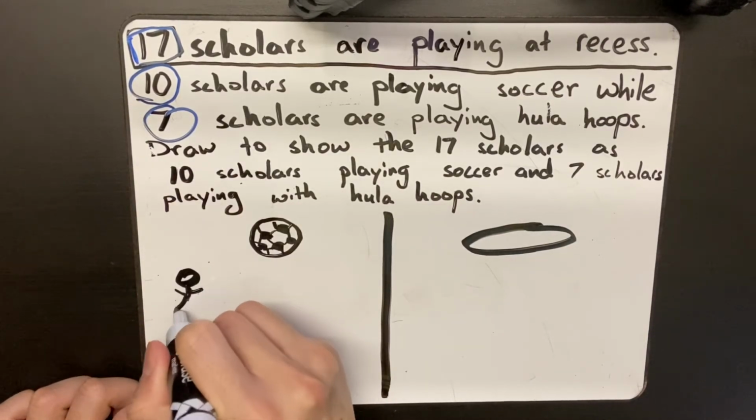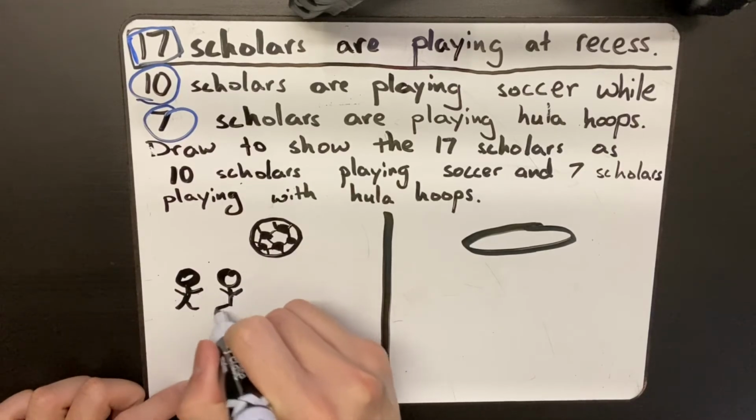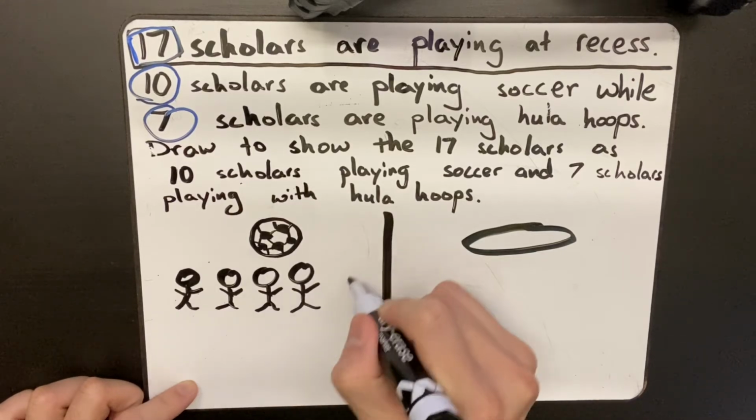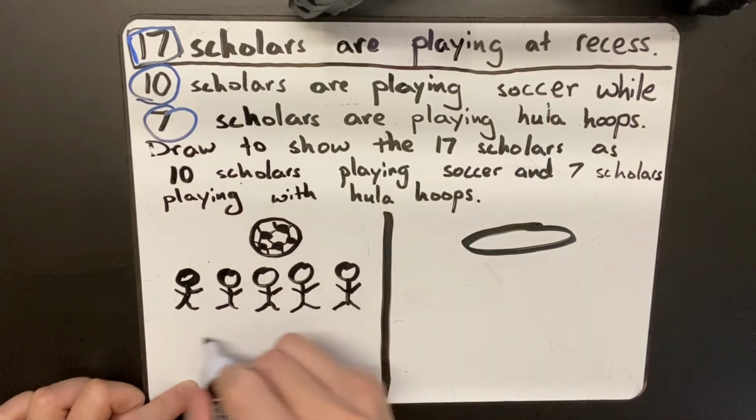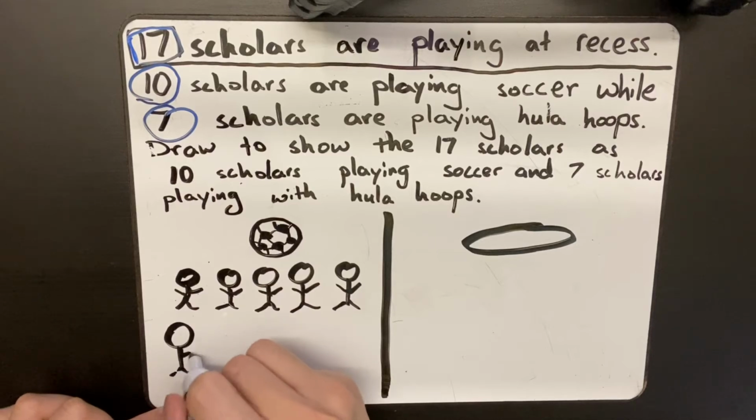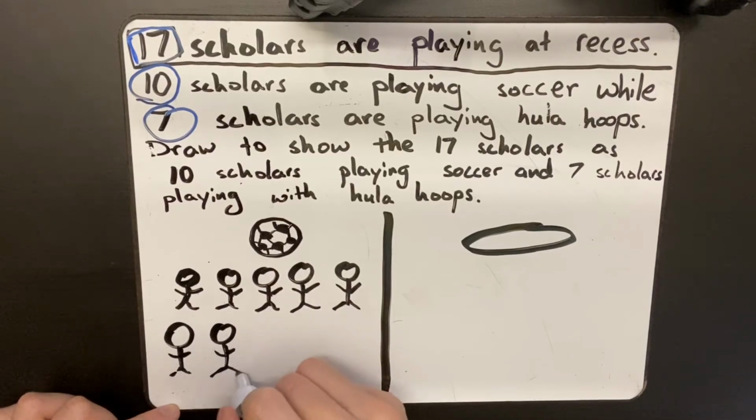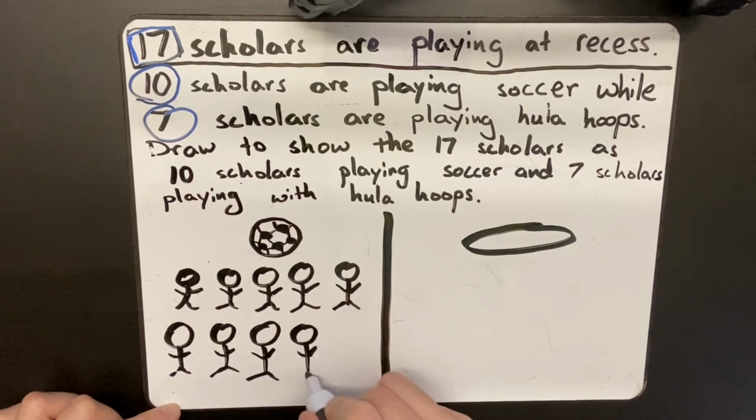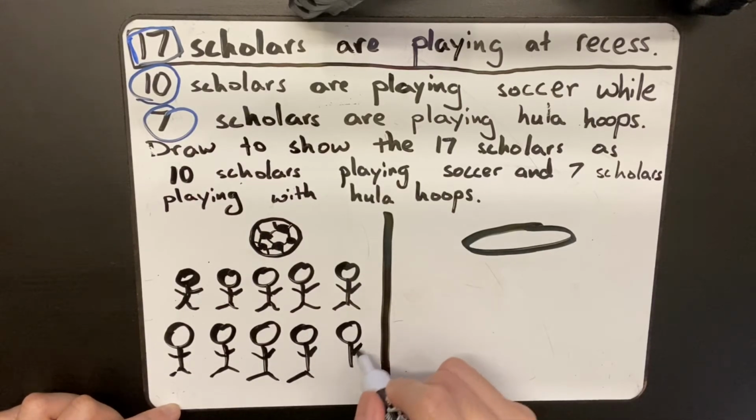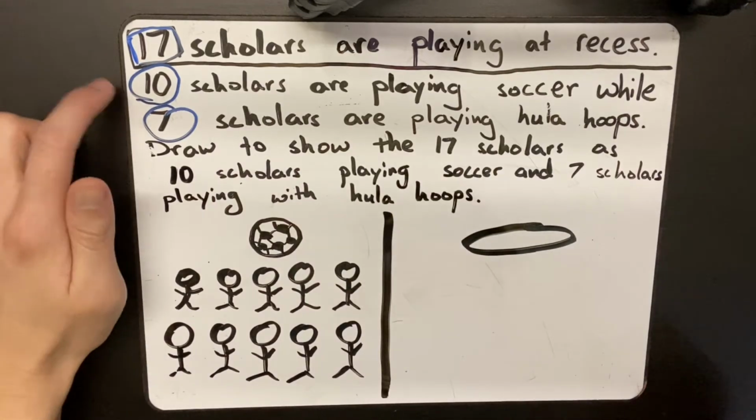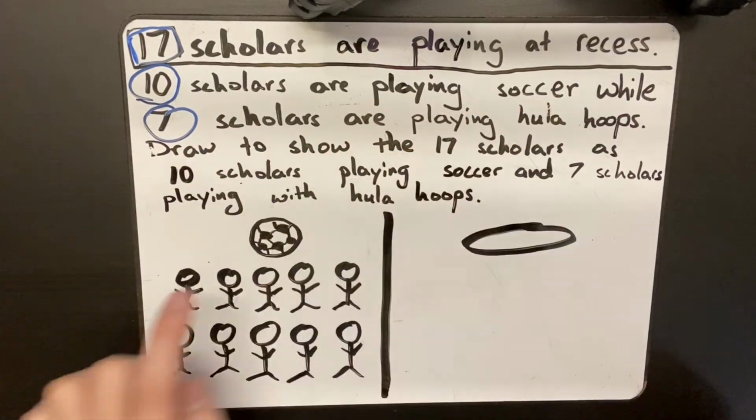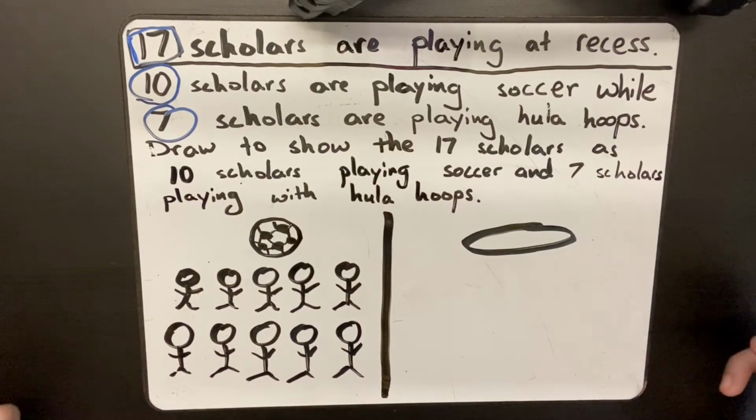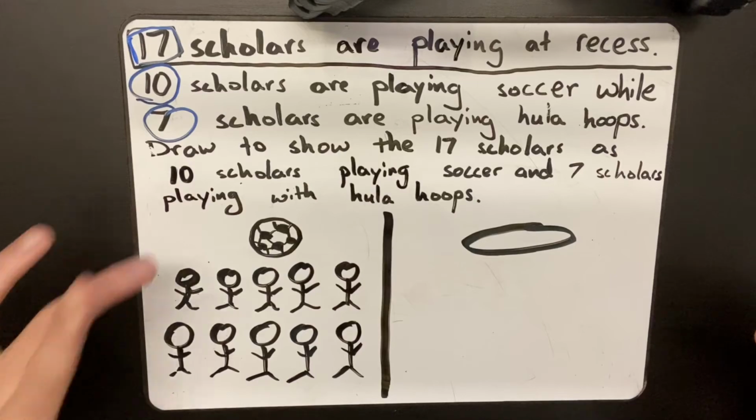1, 2, 3, 4, 5, 6, 7, 8, 9, and 10. Let me see. 10 scholars are playing soccer. 1, 2, 3, 4, 5, 6, 7, 8, 9, 10. Yep, I checked my work. I got 10 scholars playing soccer.